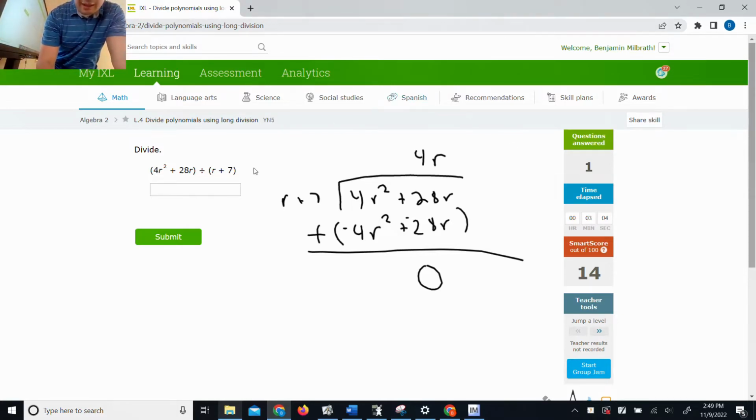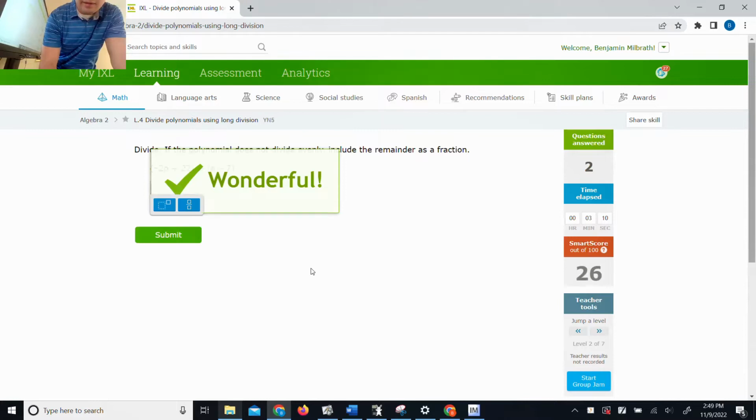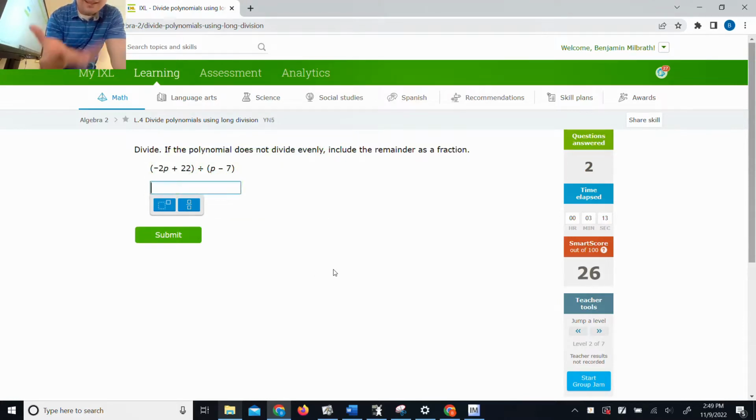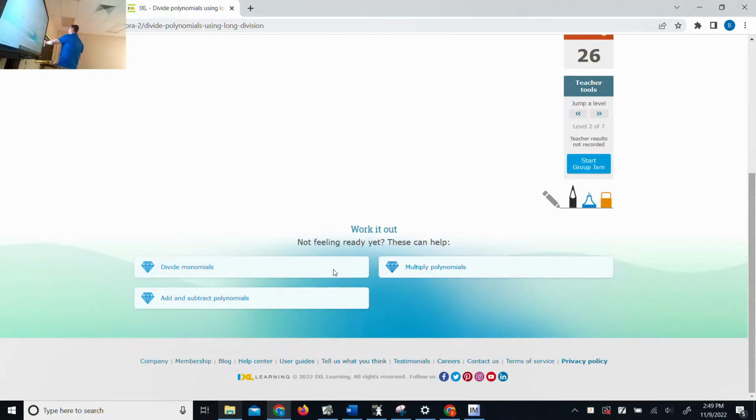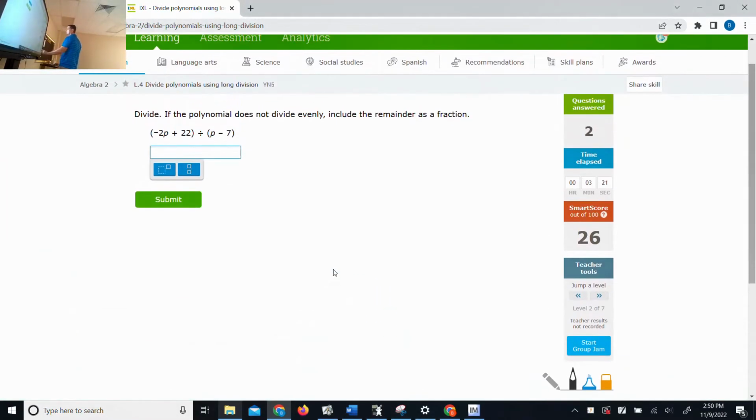I have no idea how hard IXL is going to make these. My guess is, as an Algebra 2 teacher, it's not going to be hard enough. It's still easy. This one actually has a remainder, so it got a little bit harder. I don't know what group jam is. I just noticed that. Dividing by p minus 7 goes outside.